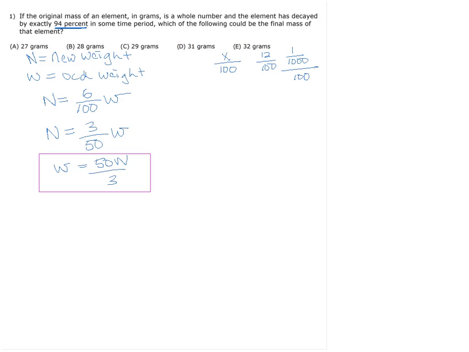So, sure as heck, we know that 3 ain't going to divide into 50, right? 3 is not a factor of 50. So 3 will not divide into 50. Another way of saying that is 50 is not a multiple of 3. So what's the only way for this fraction to reduce itself? Well, it's if the 3 can actually be absorbed by the n.